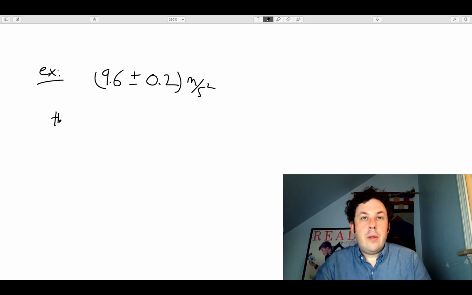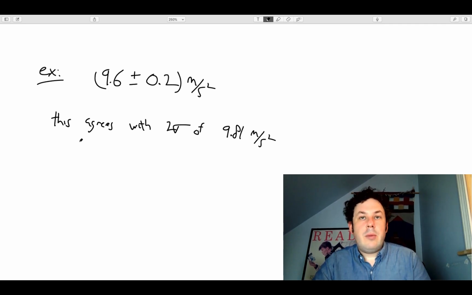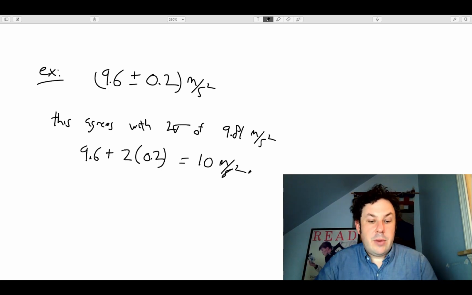So this agrees with, it actually agrees with 2 sigma of the real value, which is 9.81 meters per second squared, because you would have to say 9.6 plus 2, so this value here is the sigma, 0.2, is going to be equal to 10 meters per second squared. So that means that those 2 values overlapped.